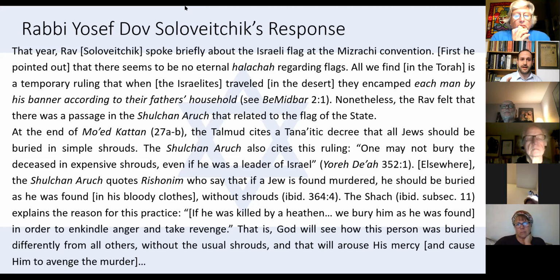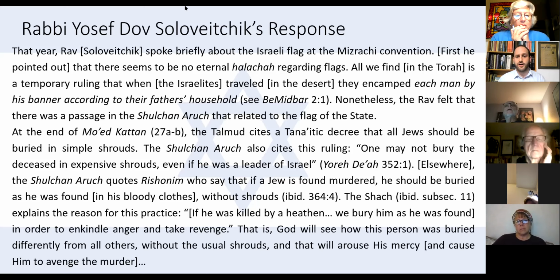Okay, this part's going to be a little more complicated. Again, if any of the concepts here are unclear, please stop me and I'll explain more. At the end of the Gemara of Moed Katan, the Talmud cites a Tannaitic decree that all Jews should be buried in simple shrouds, which is still the case nowadays.